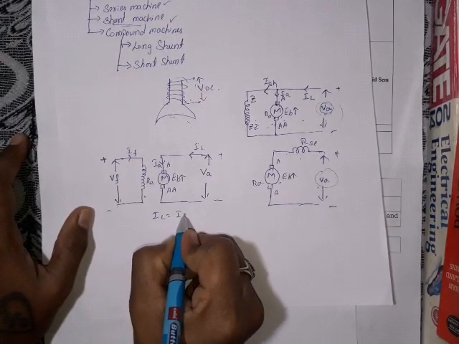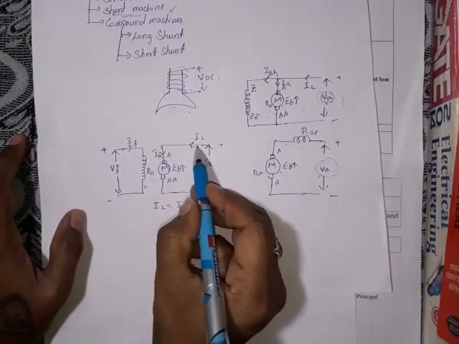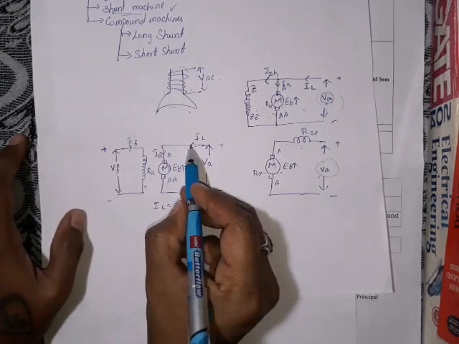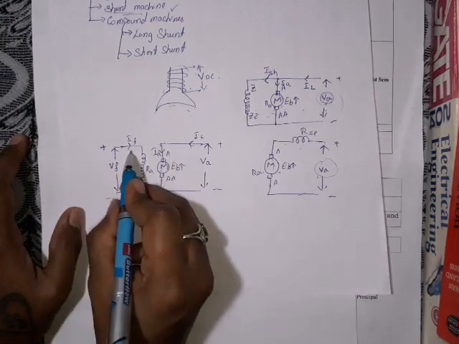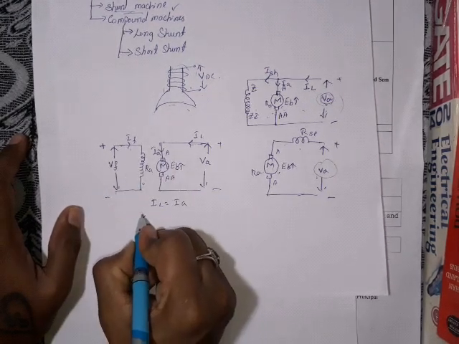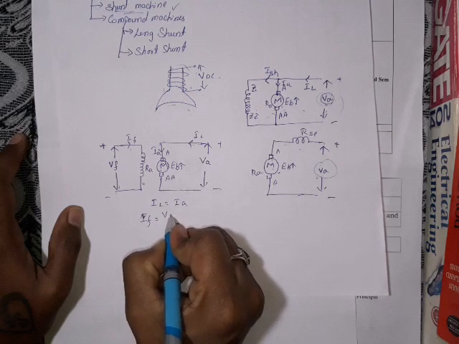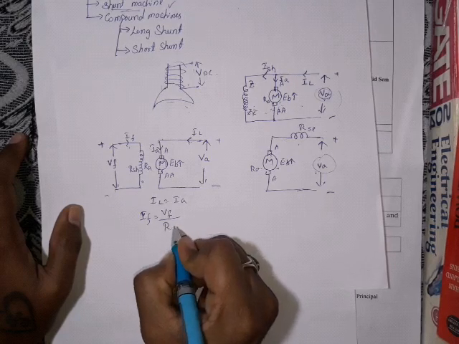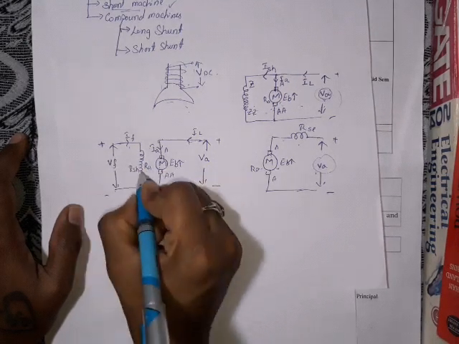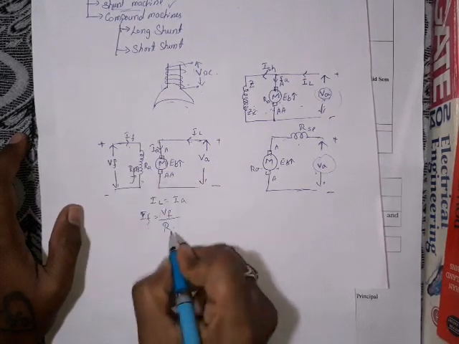See here, from this circuit diagram, what we can write? IL is equal to IA, because whatever the current drawn from the line, the same current is going to the armature, that is IA. So IF is given by VF divided by RSH, the resistance of shunt field winding, separately excited field winding, or you can call it RF itself.